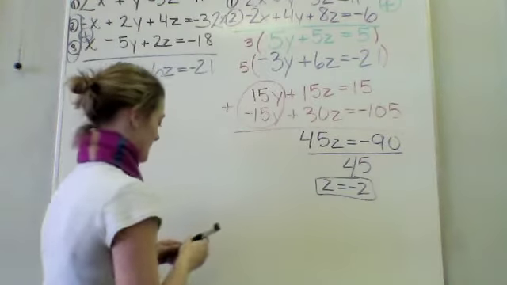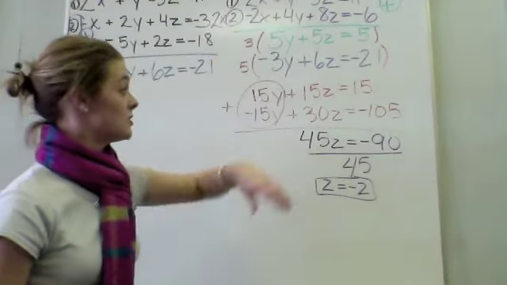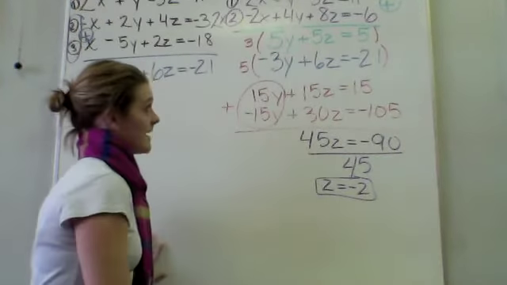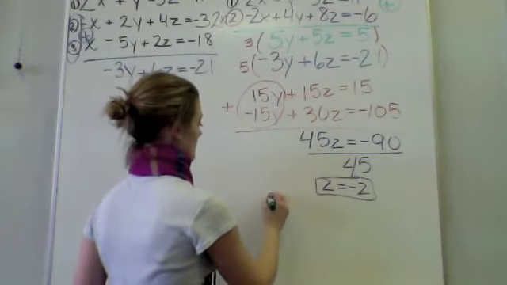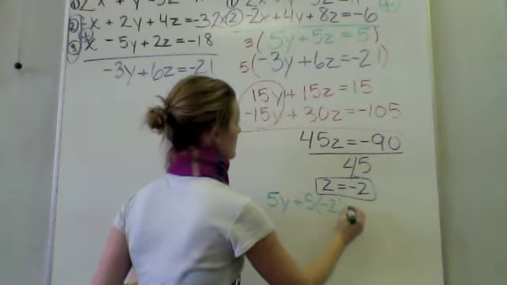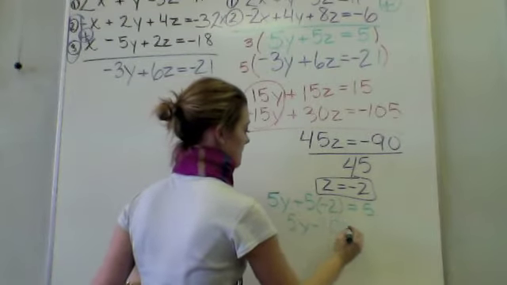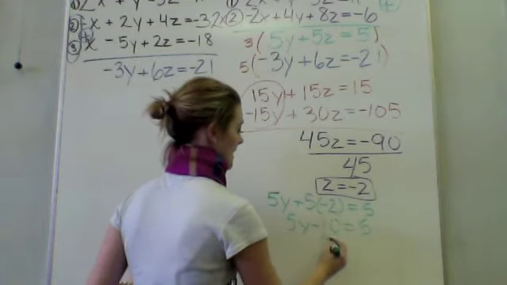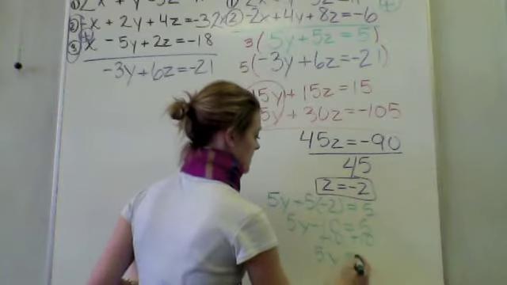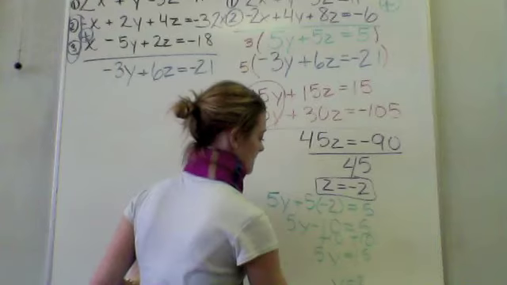But I'm not done yet. I need to take my value for z and plug it into one of my smaller 2 by 2 equations to find my y value. I like this first one: 5y plus 5z equals 5. So we have 5y plus 5 times my z value, negative 2, is equal to 5. 5y minus 10 equals 5. I'm going to add 10 onto both sides, so we get 5y is equal to 15. Divide both sides by 5, and we get y is equal to 3.